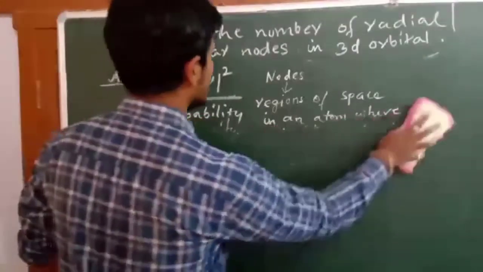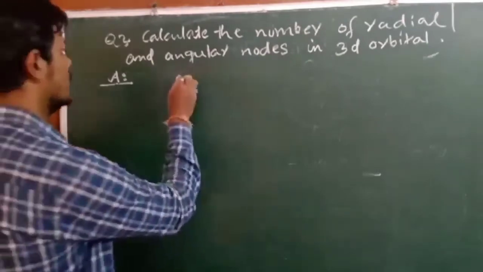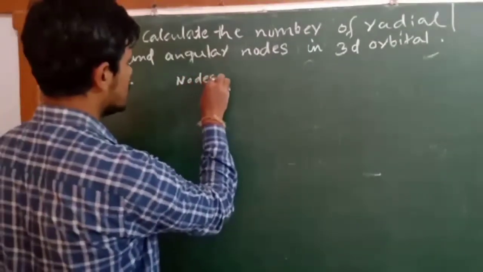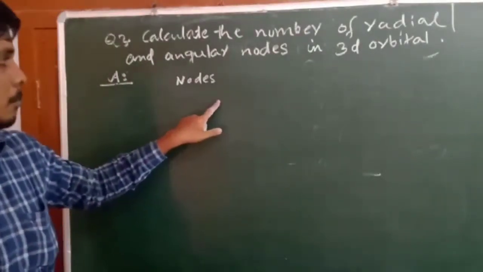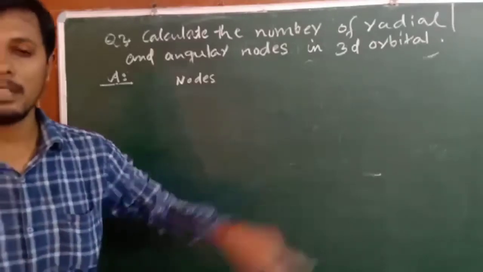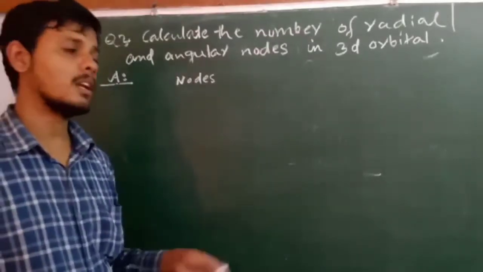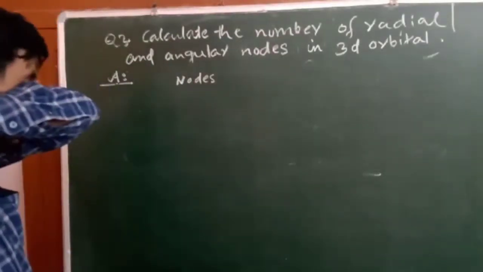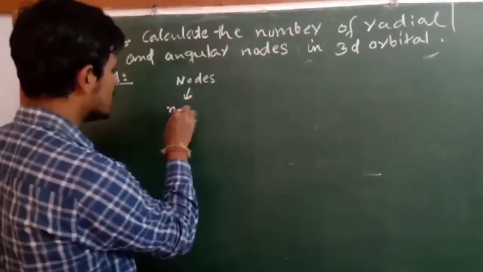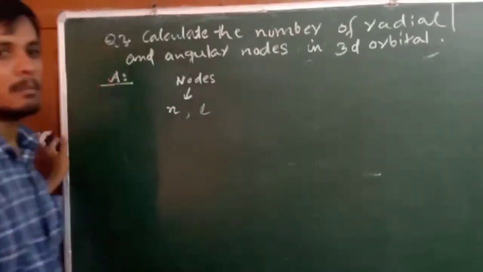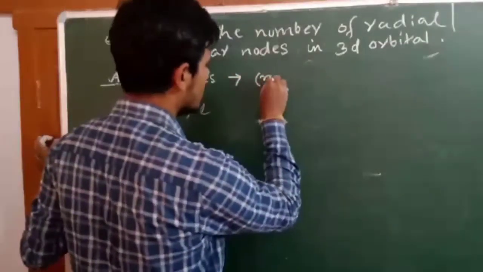Now, the number of nodes or the number of empty spaces in an atom depends upon the orbital in which an electron is present. So different orbitals have different numbers of nodes. So for example, the number of nodes depends on the principal quantum number and azimuthal quantum number. The total number of nodes in an atom is given by n minus 1.